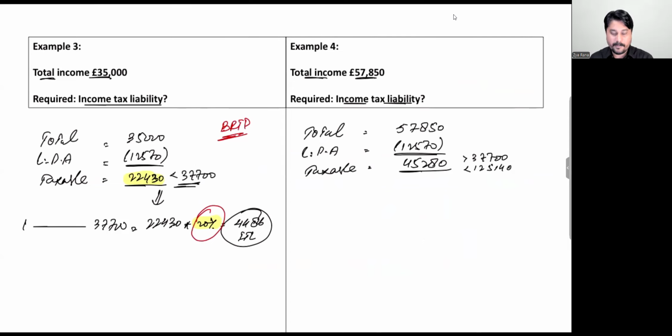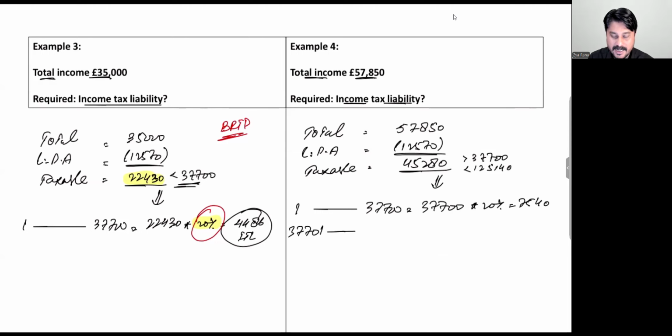So what will happen in this scenario? You will say that from this total taxable income, the first 37,700 is going to be taxed at basic rate and 7,540 is calculated. Thereafter, from 37,701, any income to the extent of 125,140. But in this situation, our total taxable income is 45,280. The differential is 7,580, on which the tax rate of 40% will be multiplied and 3,032 is calculated as tax liability. The total income tax liability would be 10,572.